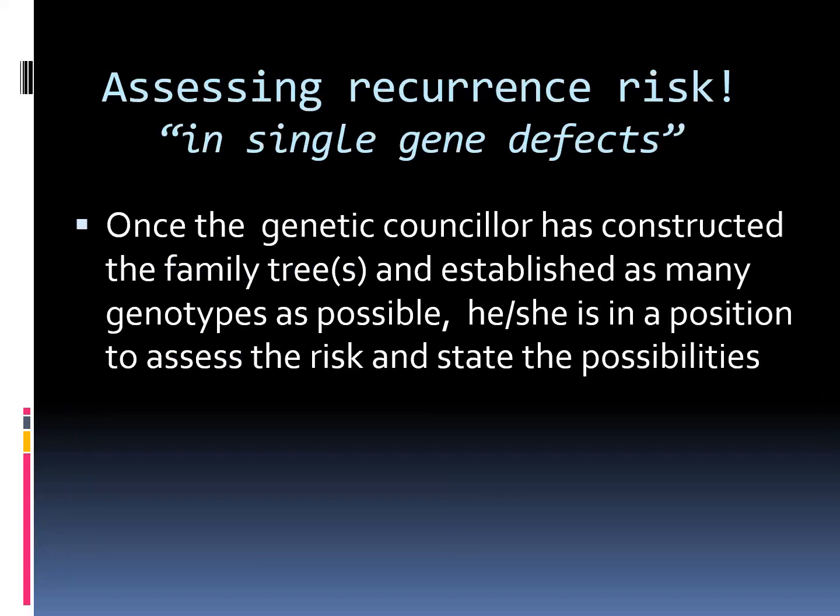And then when we look at the recurrence risk for single gene defects, once the genetic counselor has constructed the family tree and established as many genotypes as possible, he is in a position to assess the risk or possibility of having another child, or even for those who are coming for counseling themselves to get the specific disease.